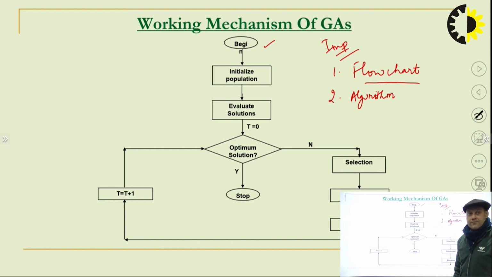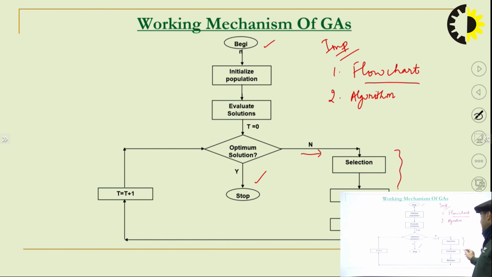This is the beginning: the starting species will evolve, the initial population. Then the solution will be evaluated. We will check whether it is optimum or not. This is a decision box. If the solution is the best, the optimum solution, then yes, and the algorithm will stop. Otherwise, if the solution is not optimal, then what will happen? This loop will go n times.